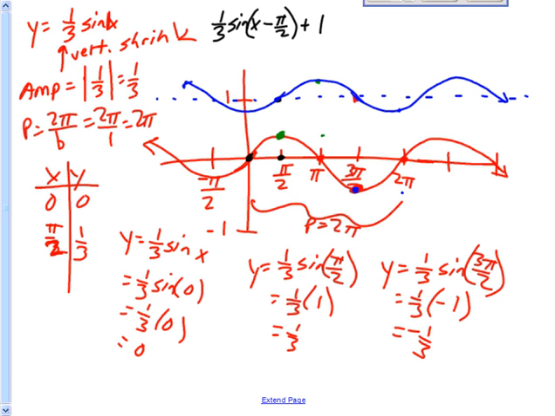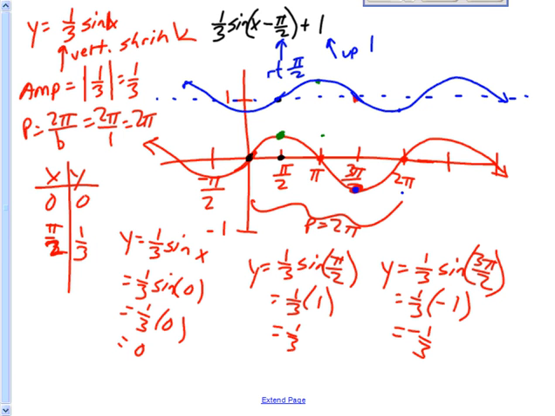Okay, so that's what would happen if you moved it right pi halves amount, you moved it up 1. That's one good way to think about moving those points. But you can also plug in points. If you plug in pi halves now, you're going to get 0, right?